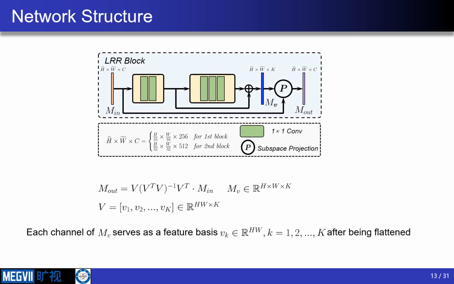Here is the LRR block that is used to reduce the rank of the motion features. The LRR block consists of shallow residual convolution layers with kernel size of 1 and learns k bases for the input motion feature m_in forwarded by the preceding layers. It then generates an output motion feature m_out of rank at most k by subspace projection.